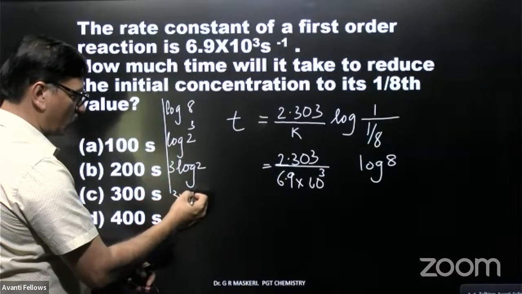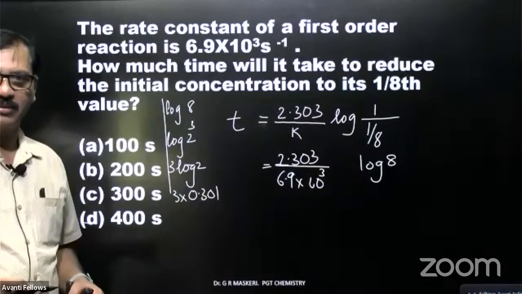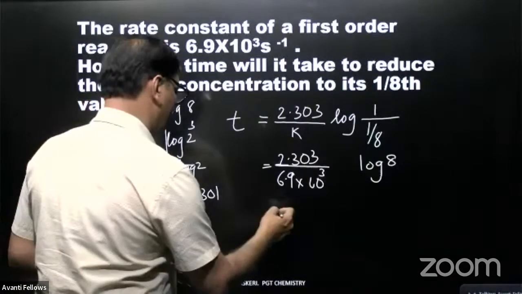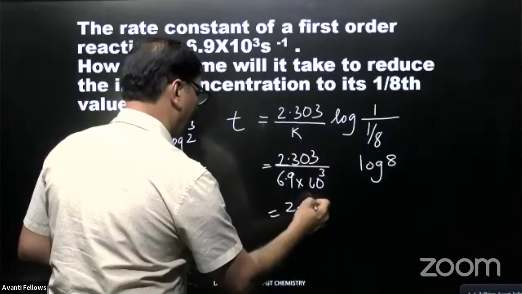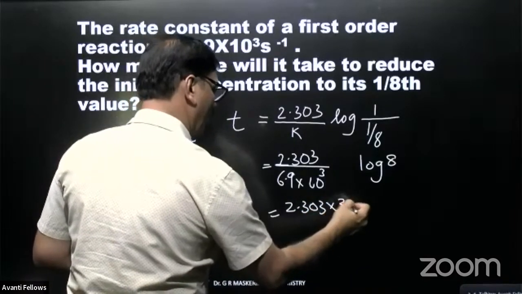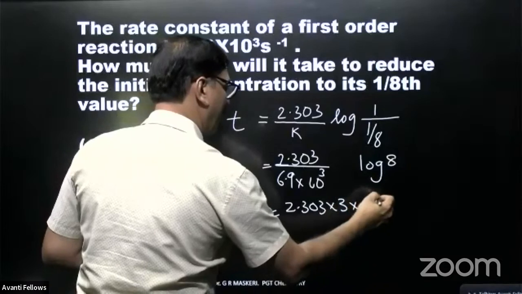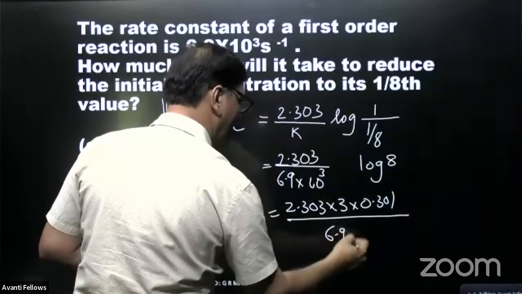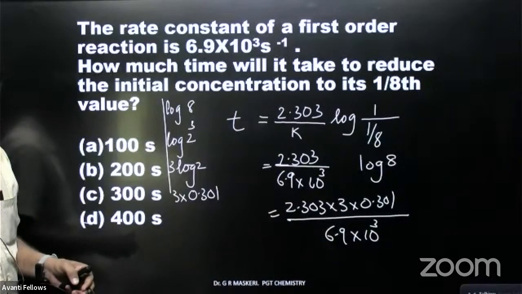3 into log of 2, 0.3010. I asked you to remember this. So this will be 2.303 into 3 into 0.301 whole divided by 6.9 into 10 to the power 3. Yes, sir. C is the right answer.